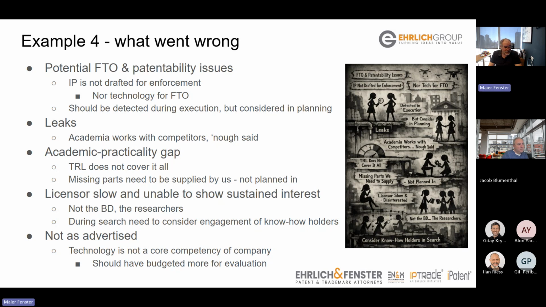The researcher suddenly decides they're not interested in this technology, so they stop answering the phone. And last but not least, the people in your company, it turns out, don't even know how to evaluate the quality of what they're getting from the university. Should have spent more skill building on that.